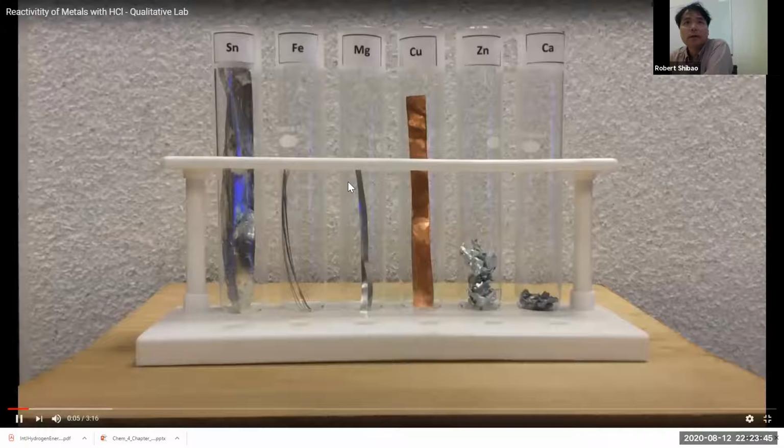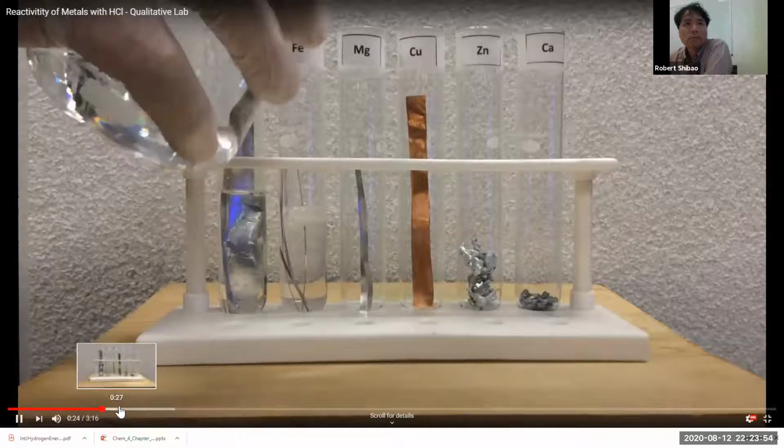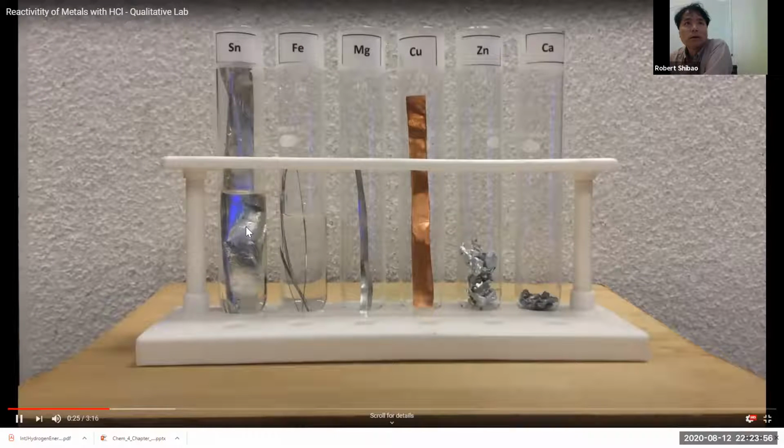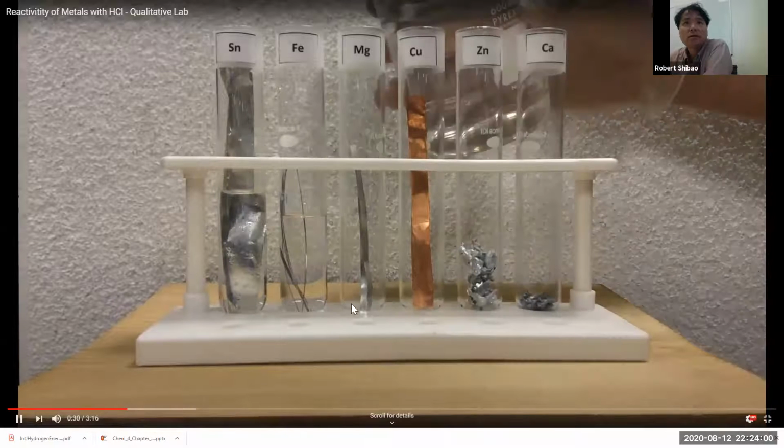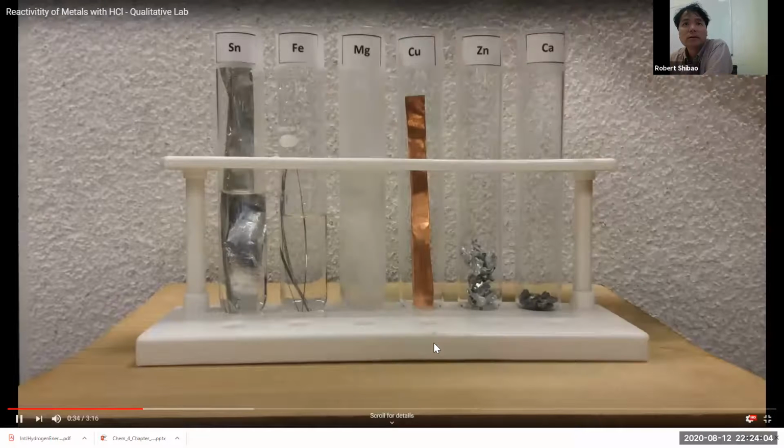there's copper here. This is HCl, so there's tin, iron, magnesium. A lot of stuff.